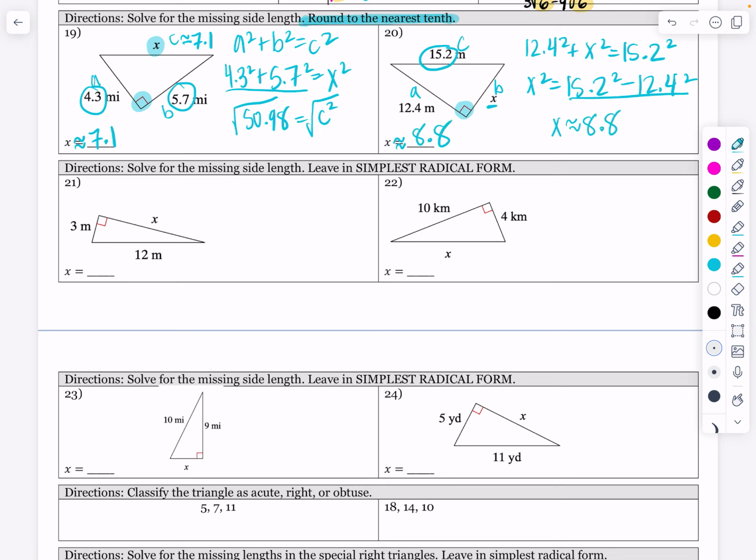Is that a good answer? Check yourself before you wreck yourself. Yes, 8.8 is less than 15.2. That would be 8.8 meters approximately.